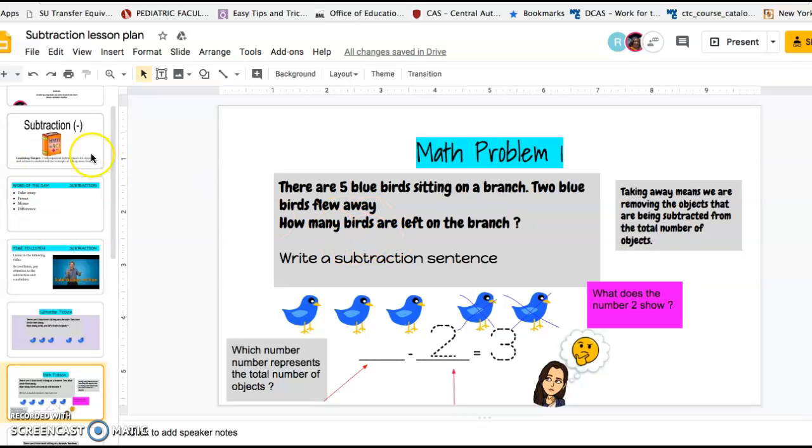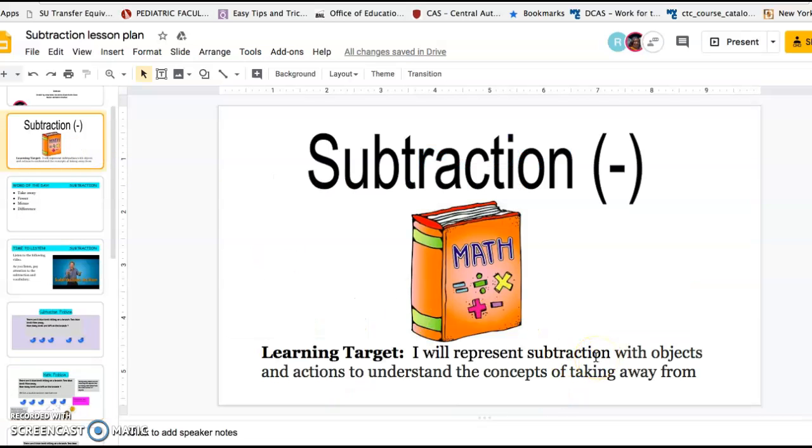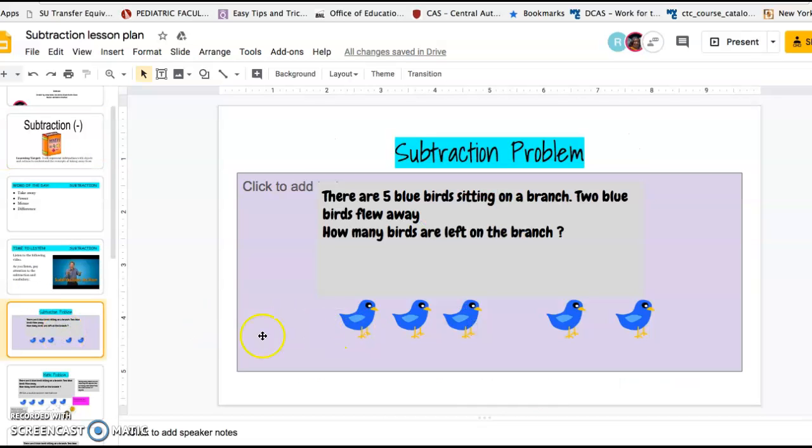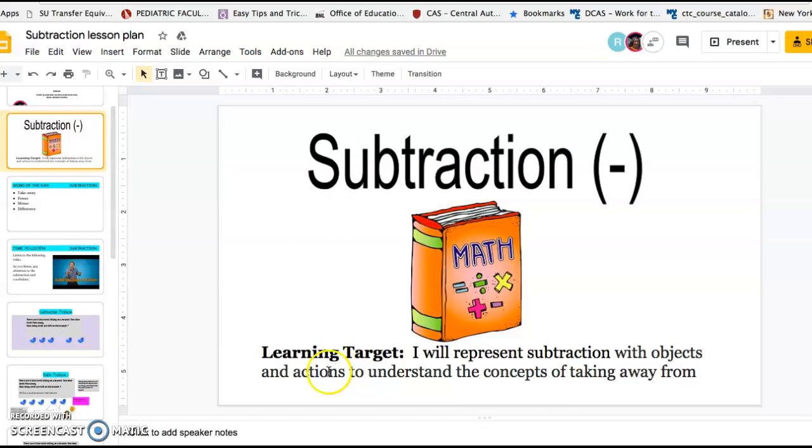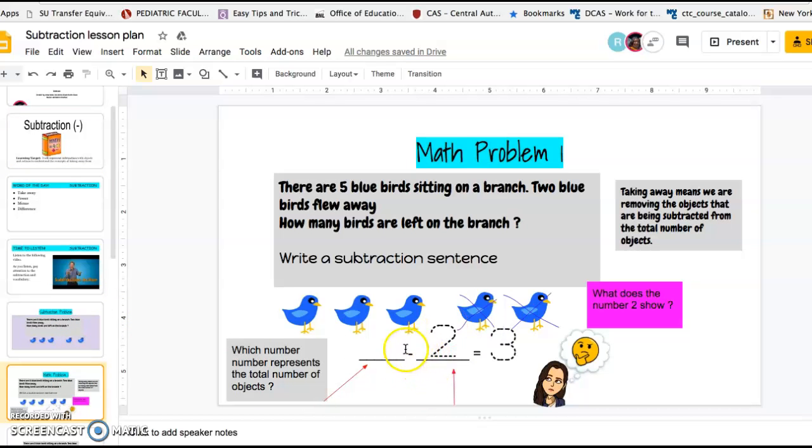So our learning target is to represent subtraction with objects and actions to understand the concepts of taking away. So here is my minus sign or subtraction sign. Write a subtraction sentence. I have 5 blue birds and I crossed out 2 birds. How many birds do I have left?